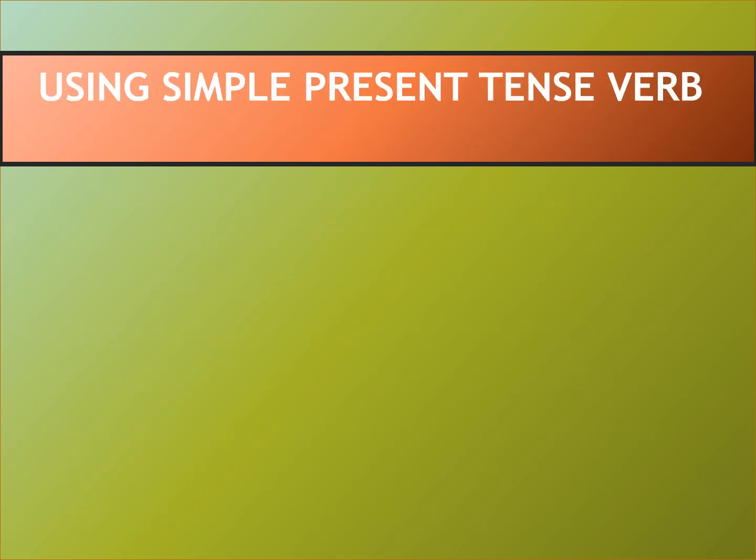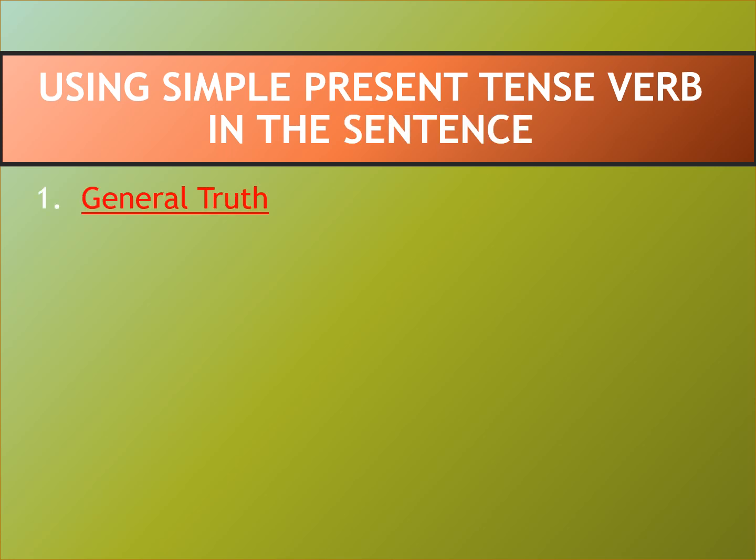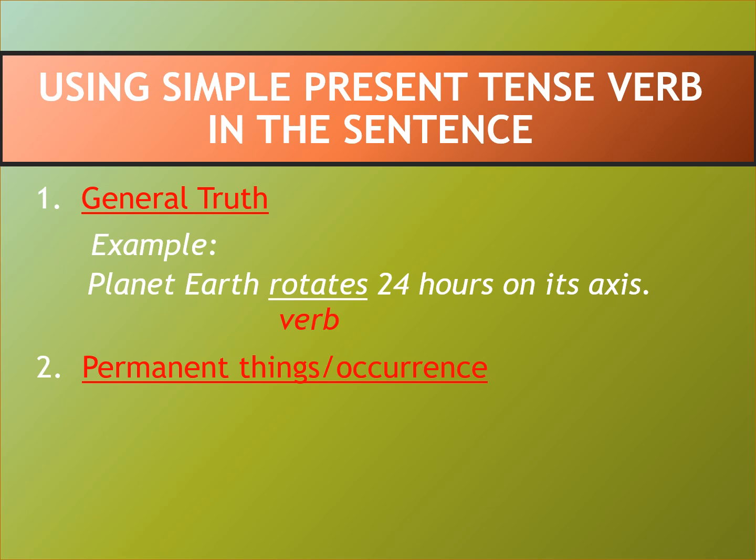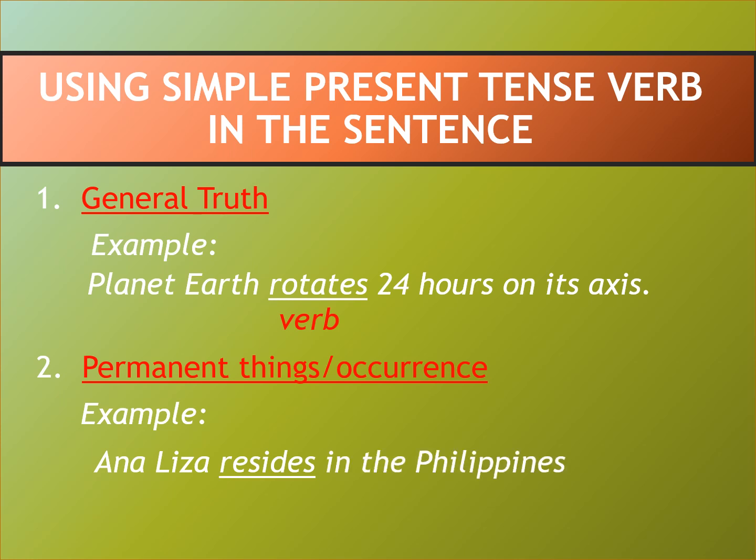Using simple present tense verb in the sentence. Number 1, as general truth. Example, planet Earth rotates 24 hours on its axis. The verb here is rotates. Next, as permanent things or occurrence. Example, Annalisa resides in the Philippines, where the verb here is resides.